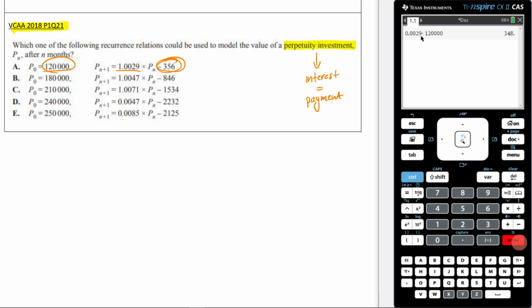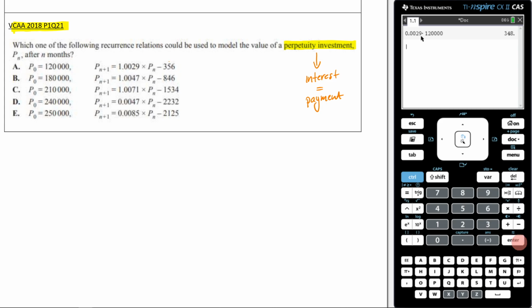That means the amount of interest generated by option A here is 348. Well, that means if it's a perpetuity, I should be taking out 348. That means this is wrong. A can't be my answer. A is out. Then I go to B.